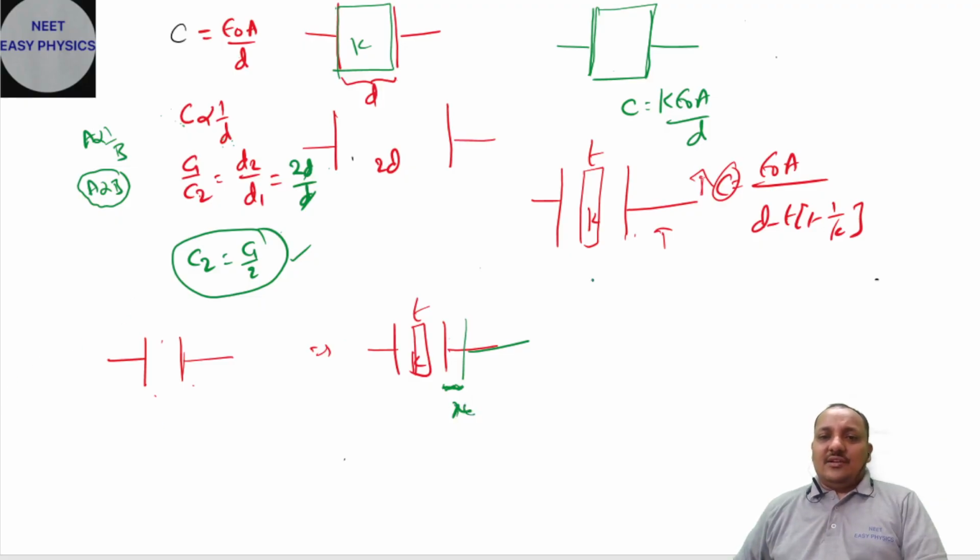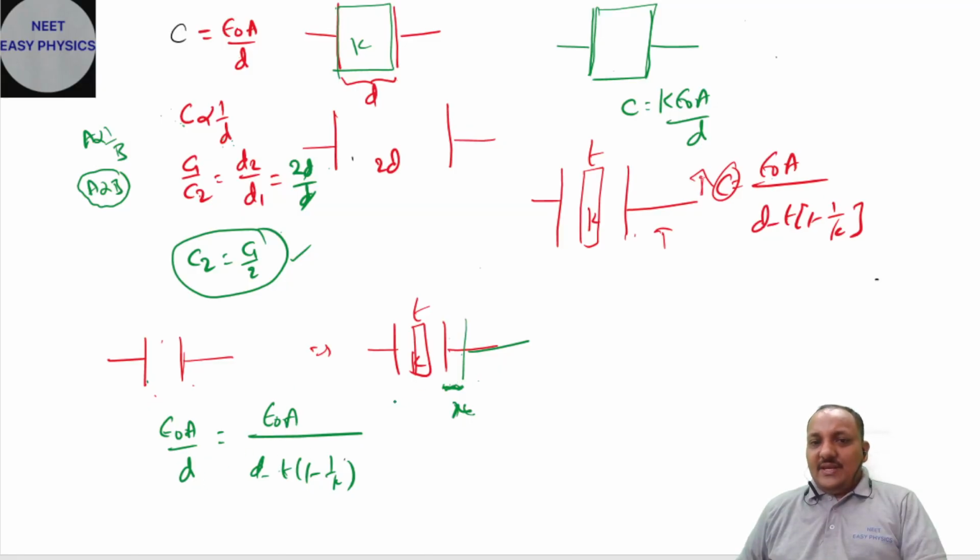So in that case, they will equate this capacitance, epsilon naught A by D, to this one, epsilon naught A by D minus T into 1 minus 1 by K. Okay. Now, how much further distance should be increased to get the same capacitance? How much further distance means which is extra here? T into 1 minus 1 by K.